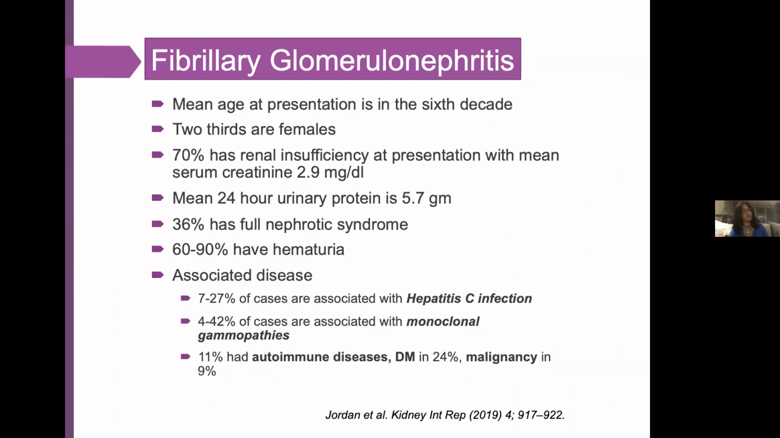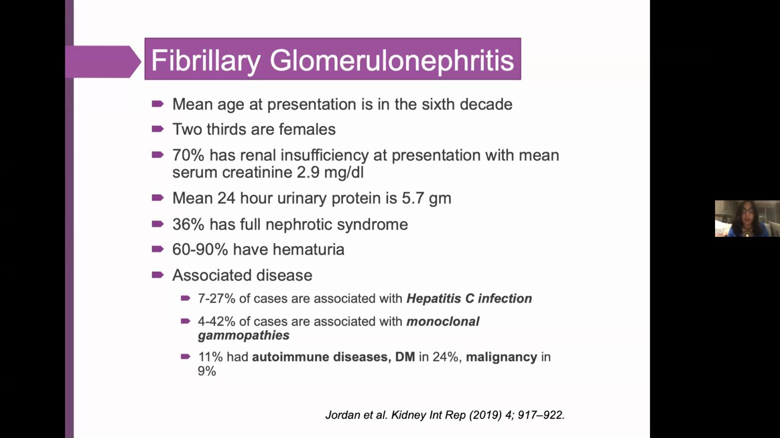According to the literature, the mean age of presentation in fibrillary GN is in the 6th decade. 2/3 are females. 70% have renal insufficiency at presentation with a mean serum creatinine of usually 2.9. Their mean 24-hour urinary protein is 5.7. 36% have full nephrotic syndrome. Up to 90% of them have hematuria. From 60 to 90%, so hematuria is a common finding.